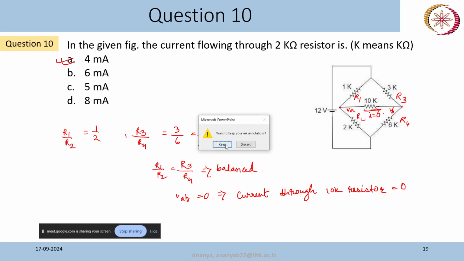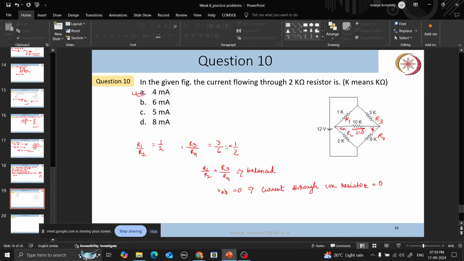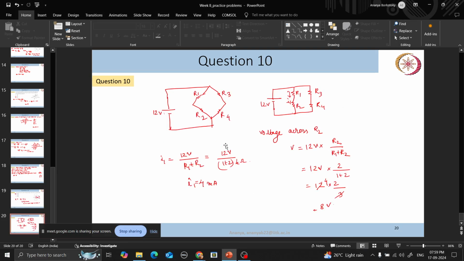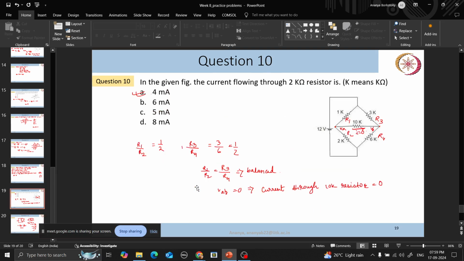The voltage across the 2 kilo ohm resistor was not needed for this question. I just calculated it, I did not read the question properly, but the current is 4 milliampere. I hope it is clear and there is no doubt.